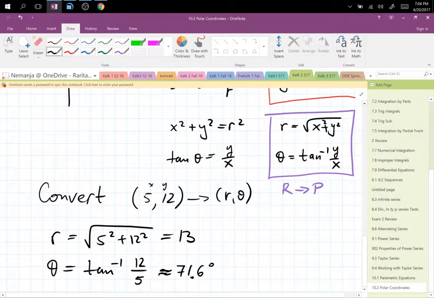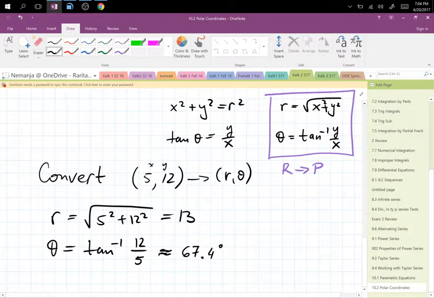What did I do? Oh, for some reason I typed 15 over 5 instead of 12 over 5. Okay, I see. So 12 over 5, 67.4, yes. 67.4 degrees. Good. So what is your r theta in this case? It's 13, 67.4 degrees. You can have this theta in radians, like pi over 4, or you can have it in degrees, 45 degrees, right? So it's either.